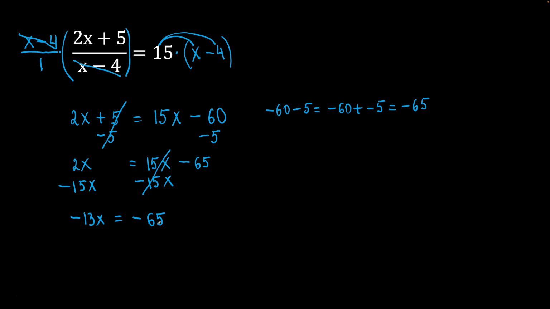Now, what do we do next? We have negative 13 times x. To separate them, we will use the opposite of multiplication, so we will divide both sides by negative 13. So negative 13x divided by negative 13 will be just 1x or x, and on the right side, negative 65 divided by negative 13 will be 5. So the answer is x equals 5.